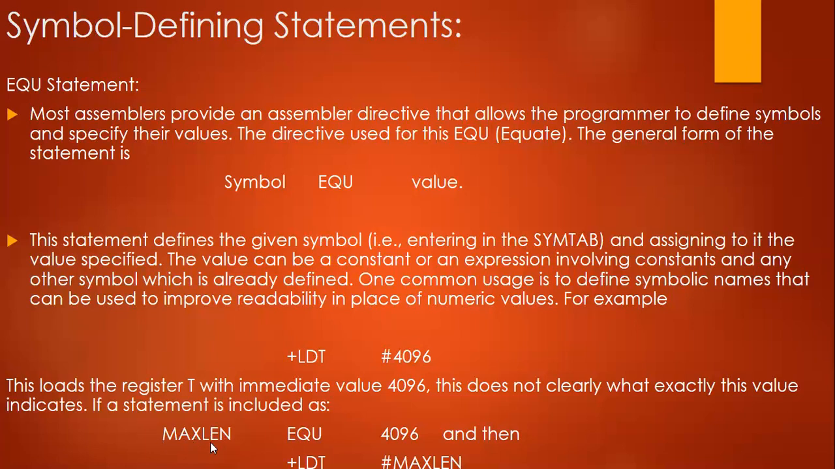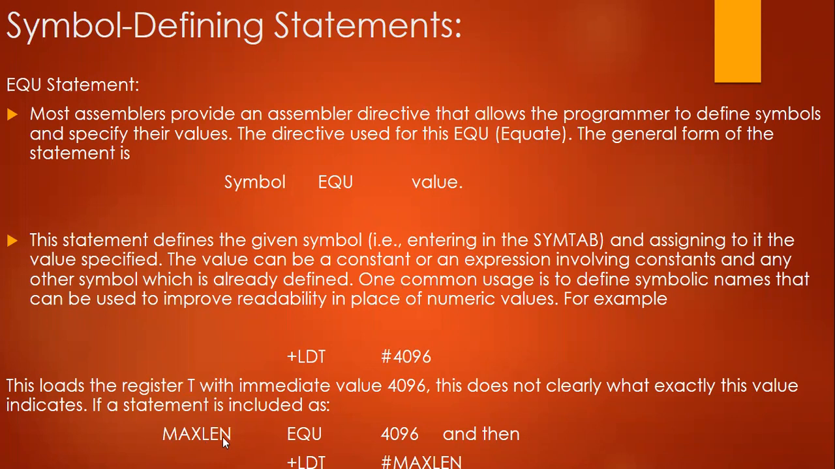See here, max length. If we read this max length, it states the maximum length of something. So maximum length equals 4096. Now maximum length means 4096. So there is no need to go to any particular memory location where this max length is stored. What is the address of this max length? It doesn't matter exactly.